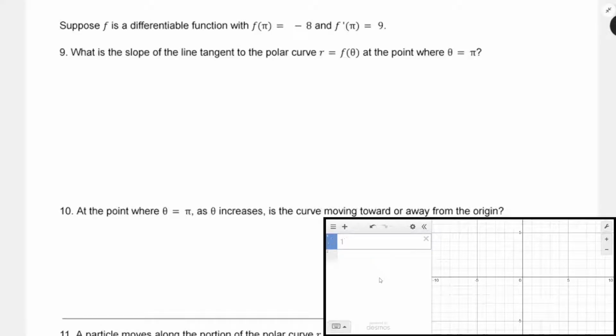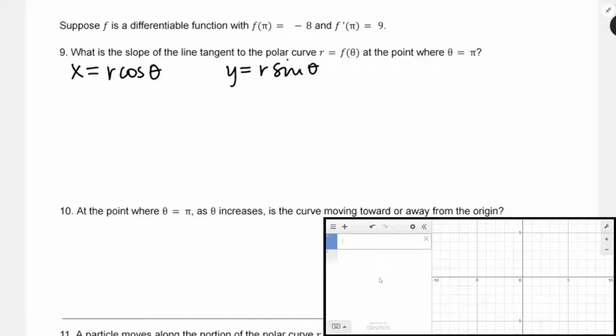All right, so we're back to some no calculator questions. f is a differentiable function with f of pi equals -8 and f prime of pi equals 9. What's the slope of the line tangent to the polar curve at theta equals pi? You would think that's not enough information, but it actually is. So always start the same way. x is r cosine theta and y is r sine theta. In this case, r is f of theta.